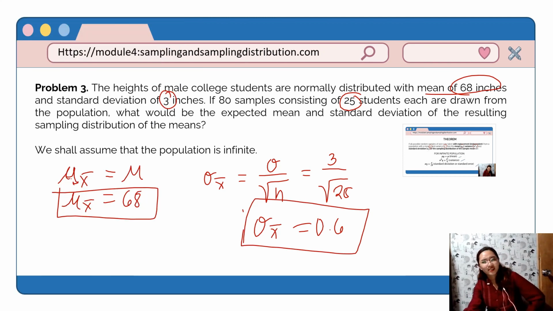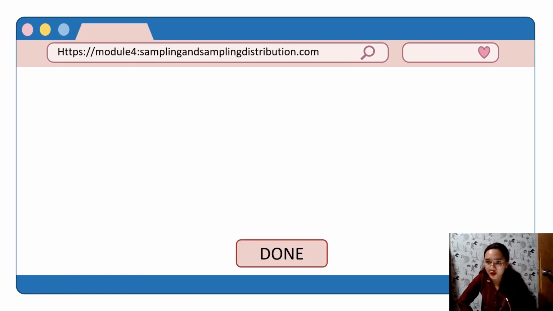Hindi na kailangan nyo kaninang ang dami-dami pang solusyon. Yan. Okay, so tandaan nyo lang yung ating mga formula. At i-take note nyo lang yan. Basta alam nyo yung formula, kaya-kaya nyo lang isolve yung ating mean ng sampling distribution as well as yung ating variance ng sampling distribution.